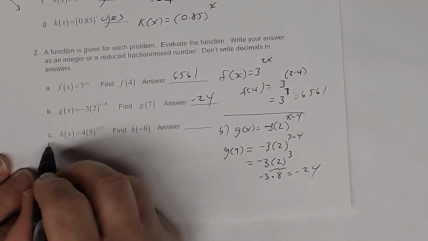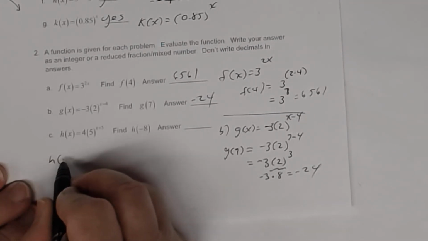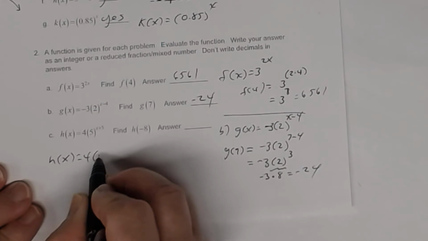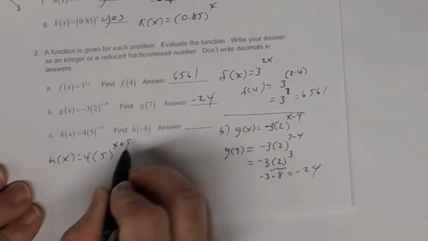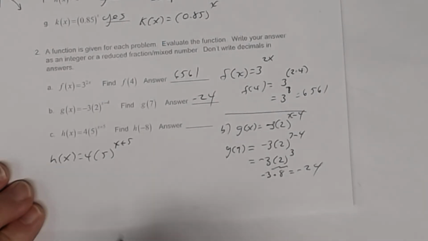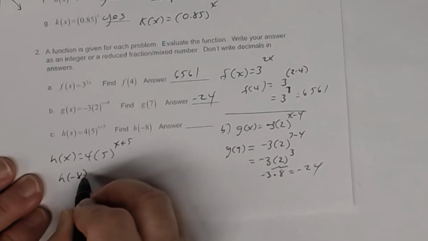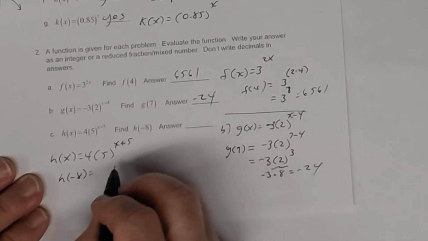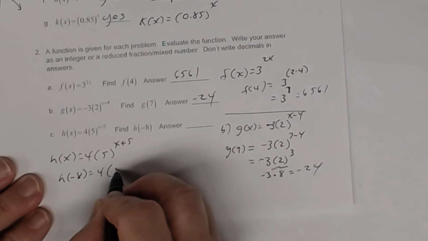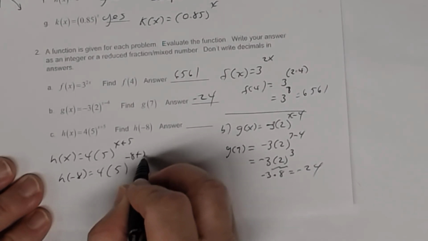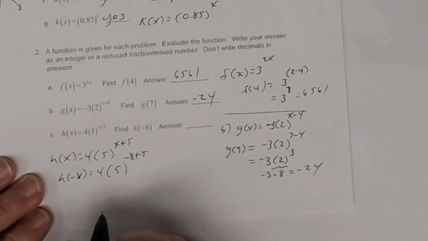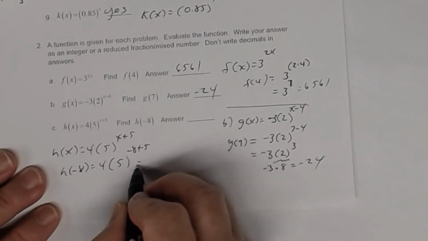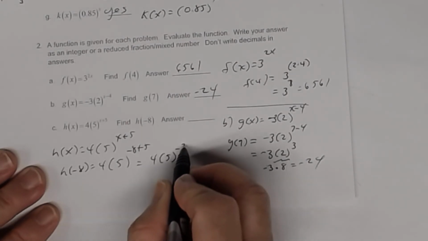All right, in letter C, we have h of x is equal to 4 times 5 to the x plus 5 power. And I want to find h of negative 8. So h of negative 8, where we see the variable x, substitute negative 8. I get 4 times 5 to the negative 8 plus 5 power. Negative 8 plus 5 is negative 3. So that's 4 times 5 to the negative 3rd power.